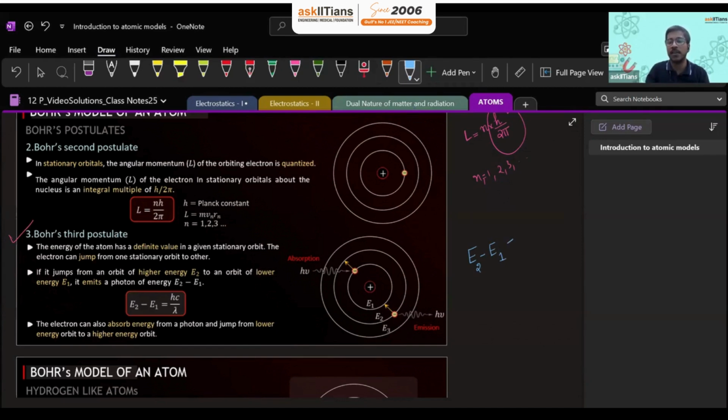So E2 minus E1 is equal to h nu, where nu is the frequency of the emitted photon, right? Similarly, if it is already in a lower energy state and wants to go to a higher energy state, it can absorb a photon to increase its energy and hence move to a higher energy state.